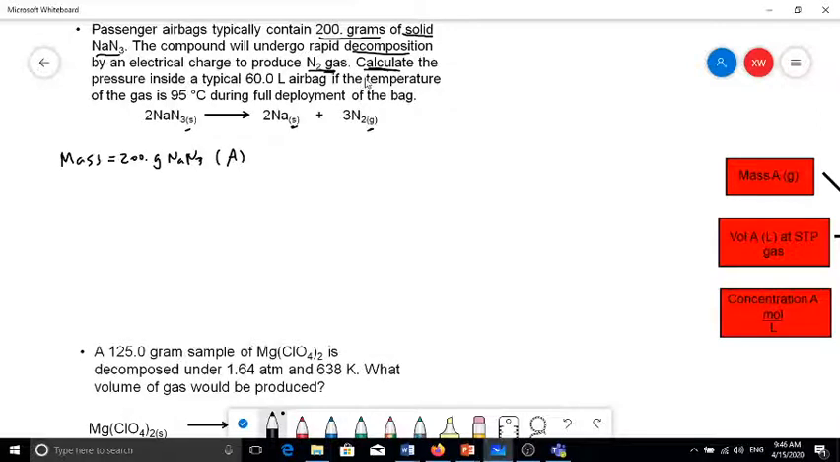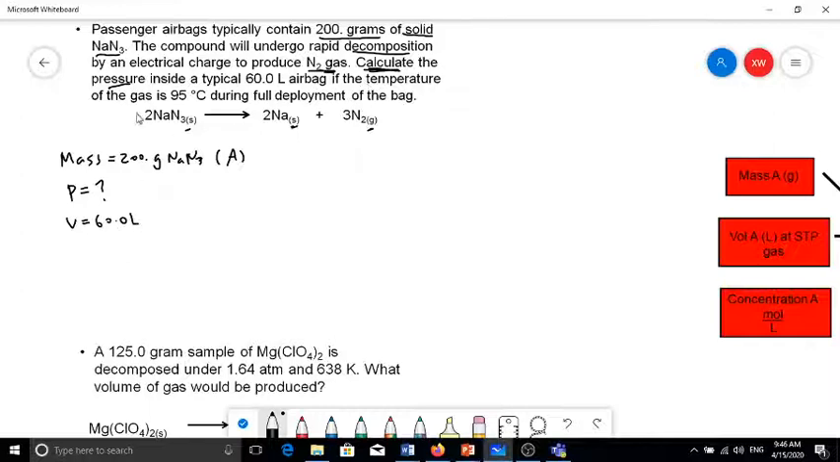Calculate, and I always ask students to focus on this kind of wording. Okay, calculate, find out what is. This is usually directly pointing you to the compound B. Calculate the pressure. Okay, so you're trying to find the pressure inside a typical 60 liters airbag. So you're given the volume.